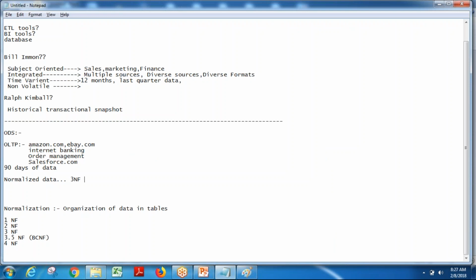One more important thing that we need to understand here is that the more you normalize the data, the more tables will be present in the database. If I'm normalizing up to second normal form, the number of tables in the third normal form will always be higher.